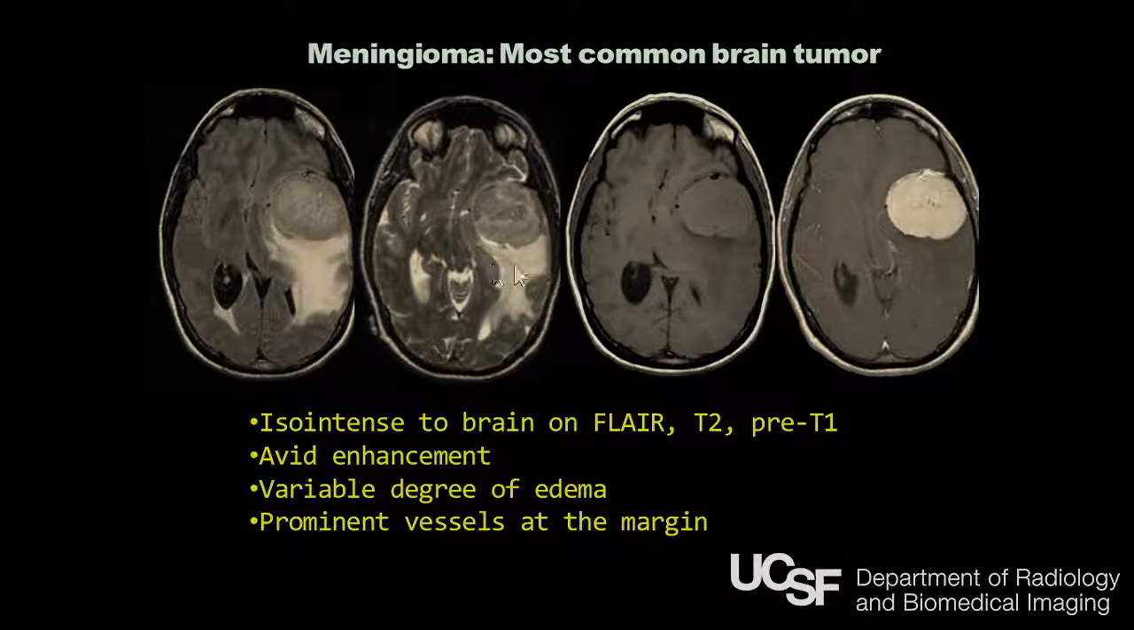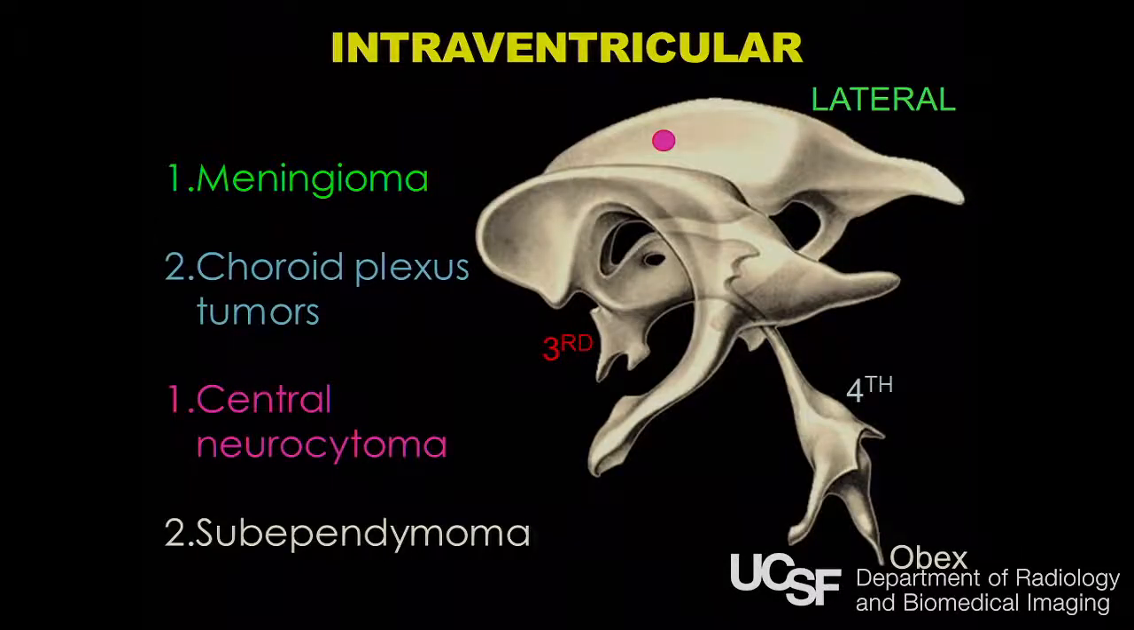Now, the degree of edema associated with meningioma has nothing to do with whether it's going to be a typical grade 1 versus atypical grade 2. I have seen plenty of grade 1 meningiomas causing enormous amount of edema. So the edema in meningioma has nothing to do with the aggressiveness of it. Intraventricular, I just stressed that point again.